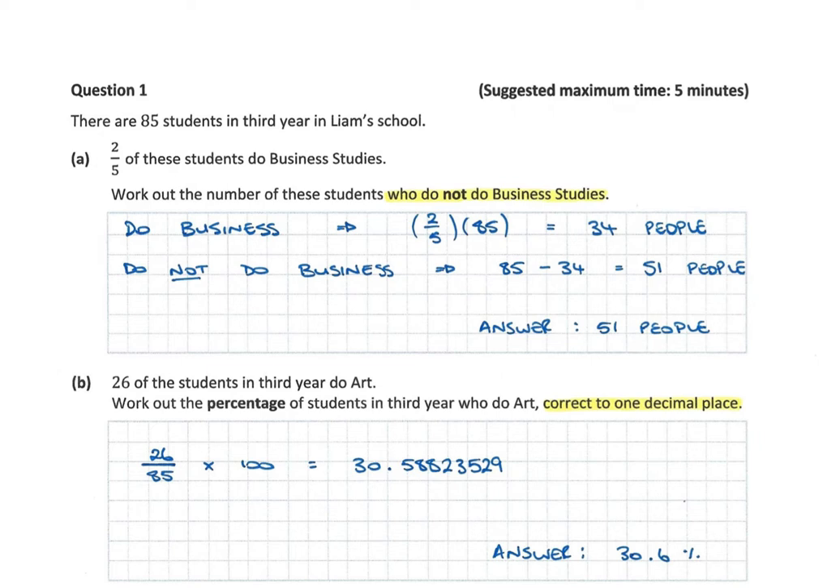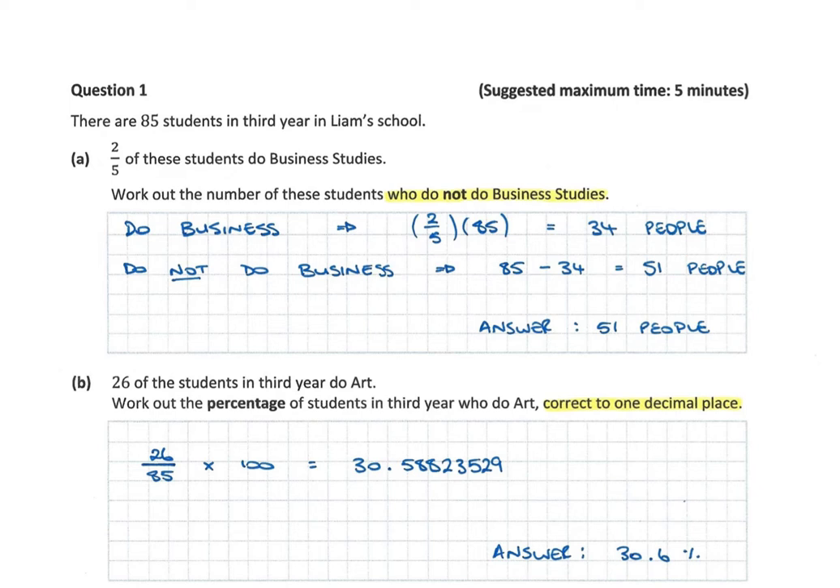Okay, so the first thing I want to do there is work out the number of students that do business studies. So 2/5 of the students do business studies, so that's 2/5 of the full amount, which is 85. If we multiply 2/5 by 85, that will tell us how many students do business studies, and that works out to be 34 people. So the number of students that do business is 34.